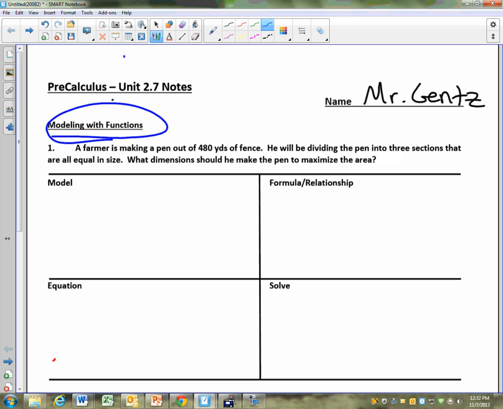And this is where you can really see the power of mathematics at work, meaning you can apply mathematics to the real world. Now, some people will say, well, I'm never going to do a problem like this in the real world. I get that. I get that you're probably not going to be a farmer that's going to make a pen. I know that.